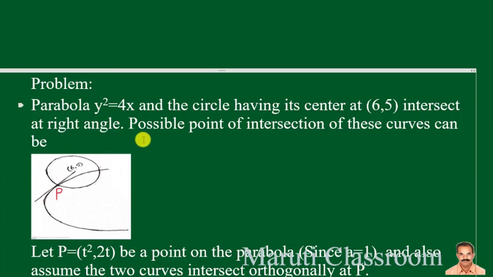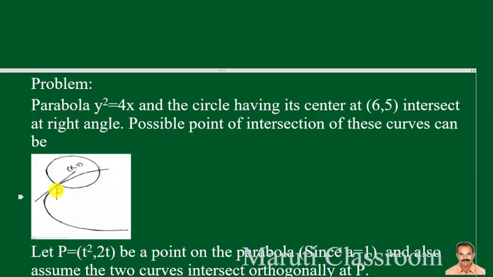Let us see one problem. Parabola y square equals 4x and the circle having its center at (6, 5) intersect at right angle. Find a possible point of intersection of these two curves. Assume their point of intersection is P. Point of intersection of circle and parabola is P.